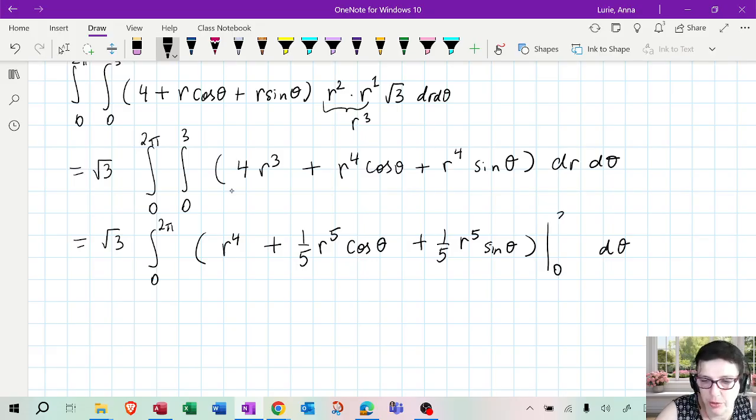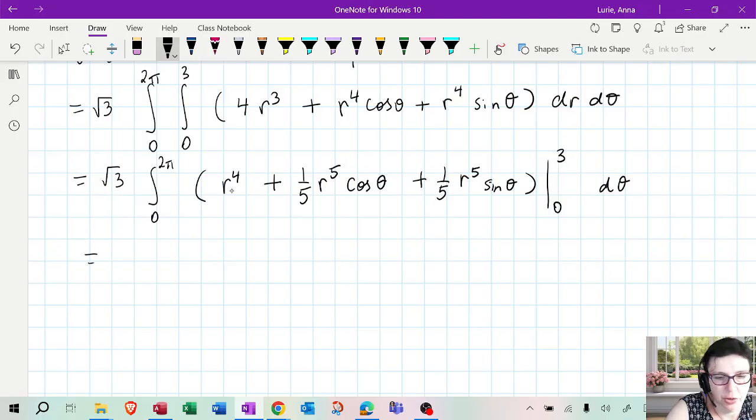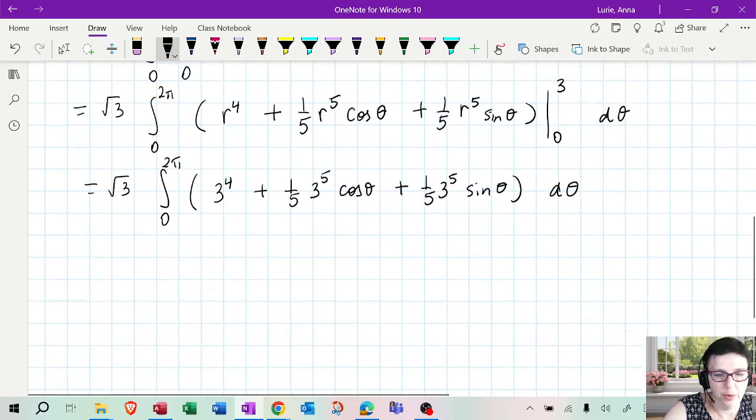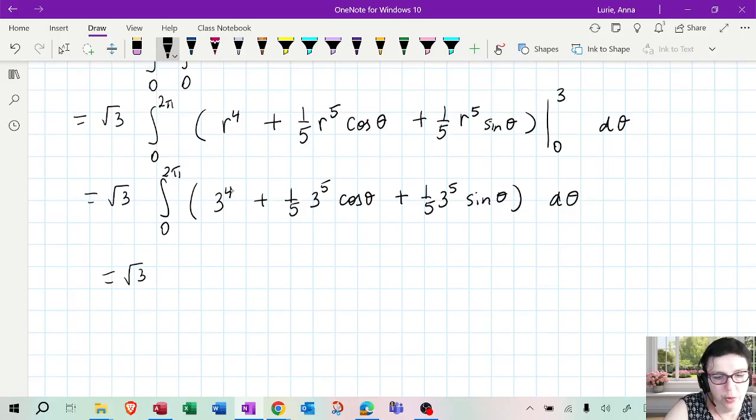And then we got 0 to 3. Okay, so let's substitute. At this point, I'm not going to simplify. I'll just say 3 to the fourth plus 1/5, 3 to the 5, cosine theta, plus 1/5, 3 to the 5, sine theta, and d theta. Okay. So here's what's going to happen once we start integrating over theta.